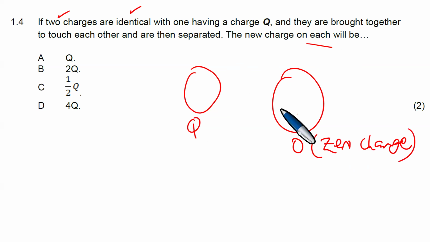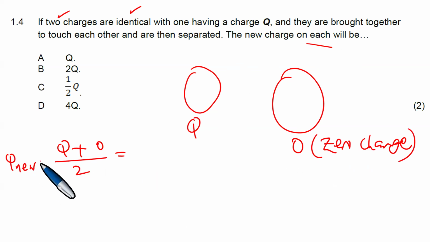So obviously now, if you bring them together, you'll have to say charge Q, and then you take the charge here, which is 0, and then you divide by 2, because you must add these 2 charges. So the new charge is Q plus 0 divided by 2, which is exactly Q over 2. Therefore, the correct answer is half, because they're going to share the charge. When they share the charge, we divide by 2. Any question?